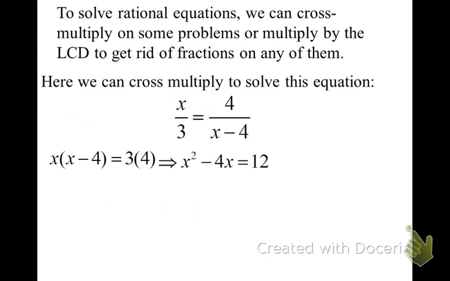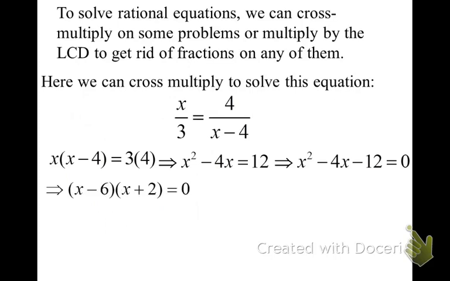I would probably, since this is an x squared minus 4x minus 12 equals 0, I would probably just use factoring and the zero product rule on this one. You could use the quadratic formula. You could be crazy and graph it and see where the graph crosses the x-axis.